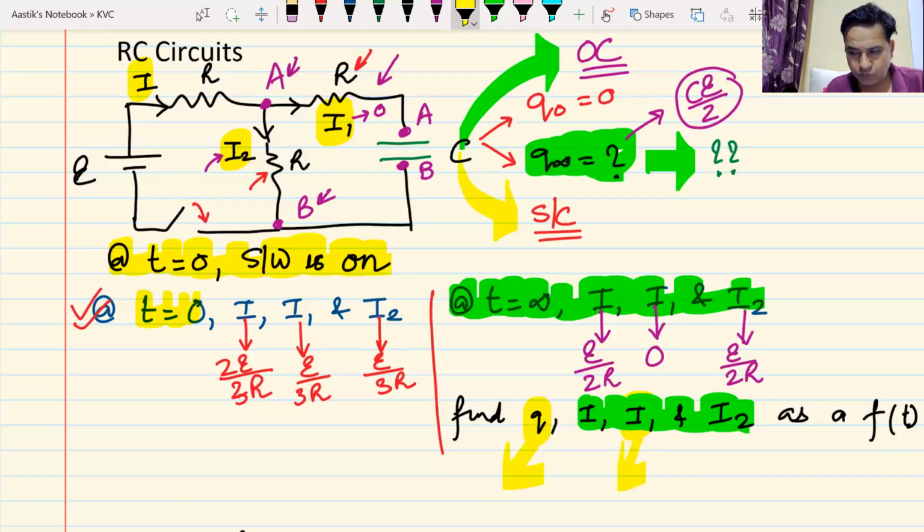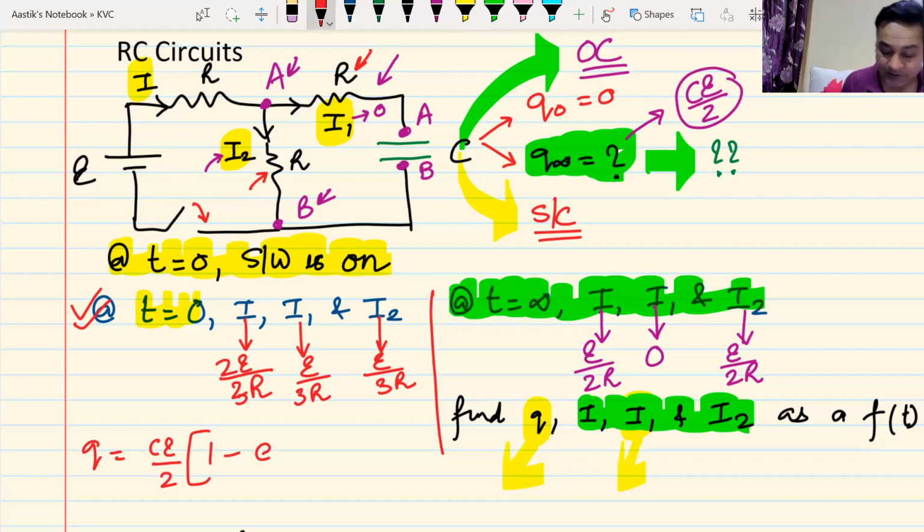That means, sir, CE by 2. Yes, CE by 2 is correct. So you just say and I will write it. What is your answer? Q will be equal to CE by 2, this is correct, into 1 minus e to the power of minus 3t by 2RC. This is what you wanted to say? Yes, sir. Well done. How did you get it?